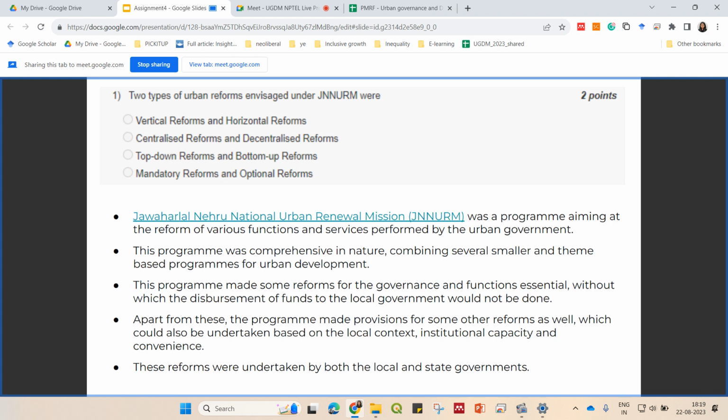Mandatory and optional reforms, on the other hand: mandatory reforms are something which is made necessary by some sort of mandate, and those have to be followed.